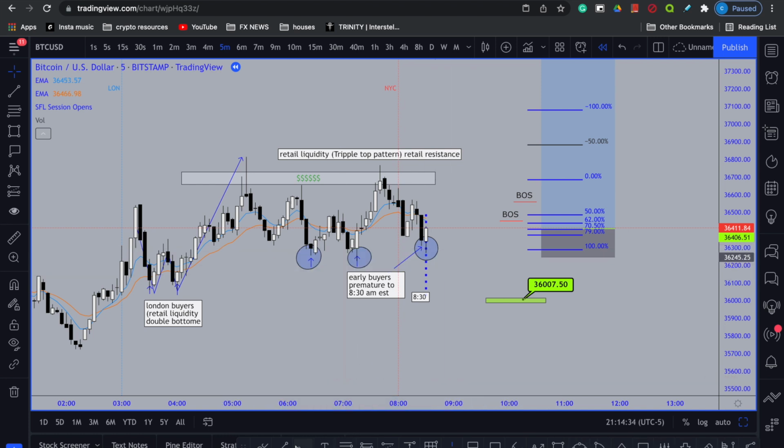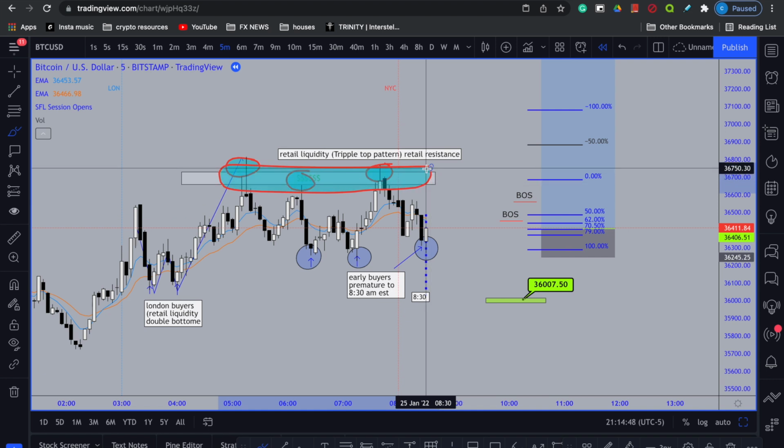The second one were what? Retail resistance traders here, here, and here. We can imagine that they were drawing some type of resistance area here in this general area. Again, premature to New York session open, 8:30 a.m. Why do I say 8:30 a.m.?